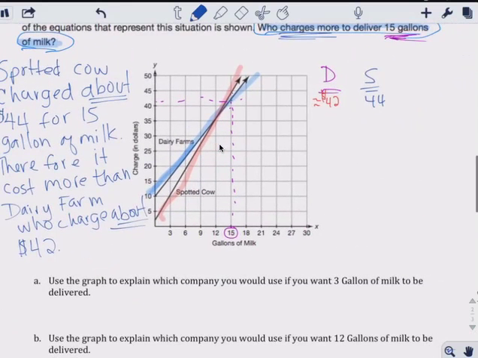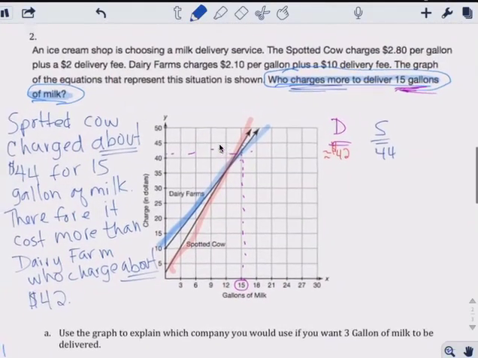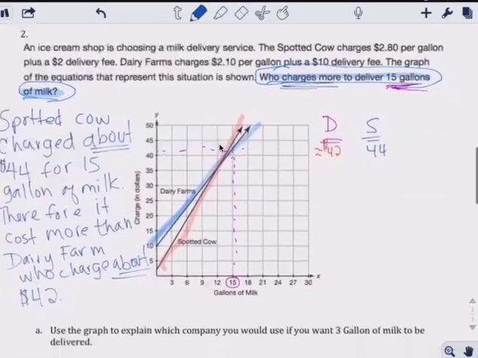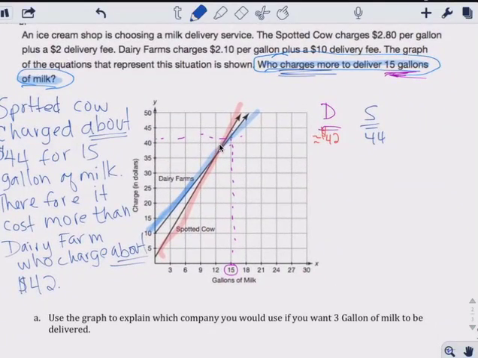Can you move this screen recording thingy? Thank you. Okay, now, Spotted Cow. Any questions? Okay, now, do you understand how to use the graph? Yes. You don't have to do the math. I understand.